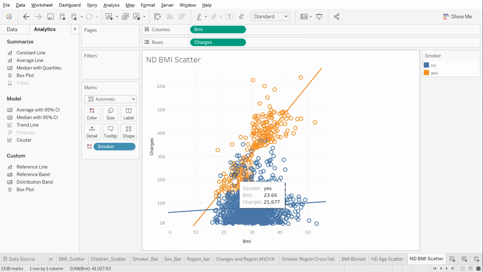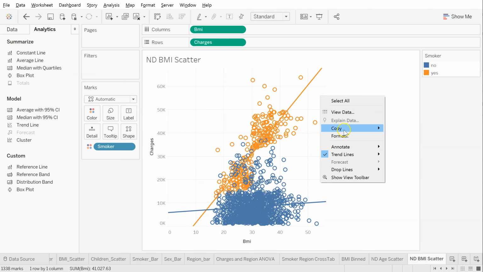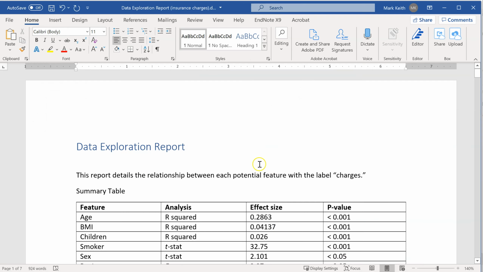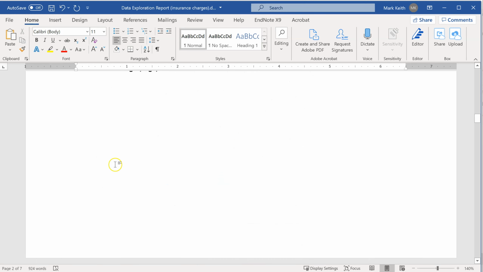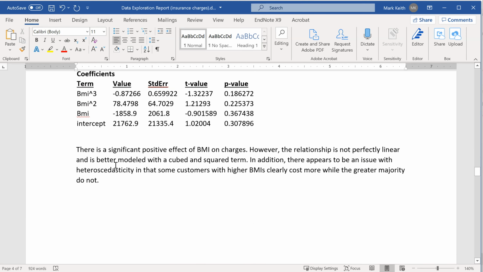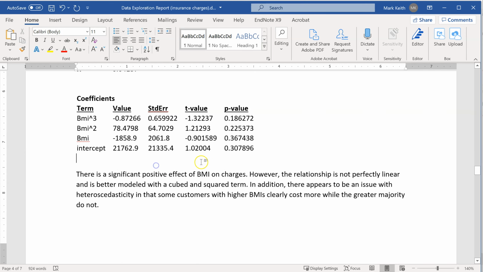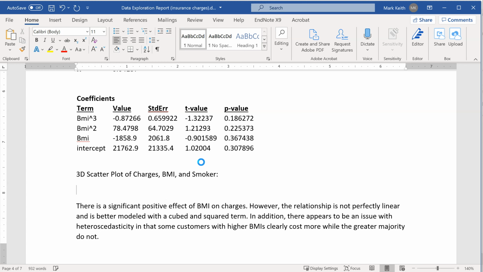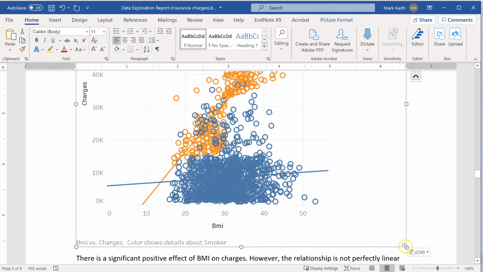So there's a couple things we want to do from this. I would first of all include this chart in our data exploration report. So I'm going to copy that image and come back here to the report. Let's see here. BMI, perfect. So I'll put right here 3D scatter plot of charges, BMI, and smoker. Shrink that down a bit.